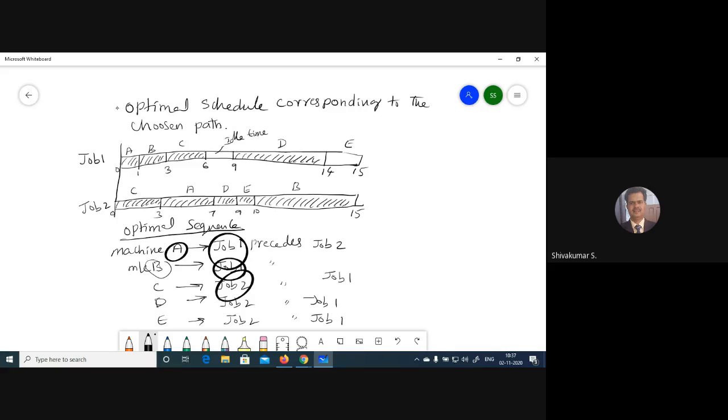Even though in the graph it is shown as 6, you have to add 3 hours of idle time here. So job D can be taken here only after 9 hours, whereas job 2 can be taken immediately after 7. That's why job 2 goes first in D. And E also: here it takes after 14, but here it can be taken after 9 only. That's why job 2 first.